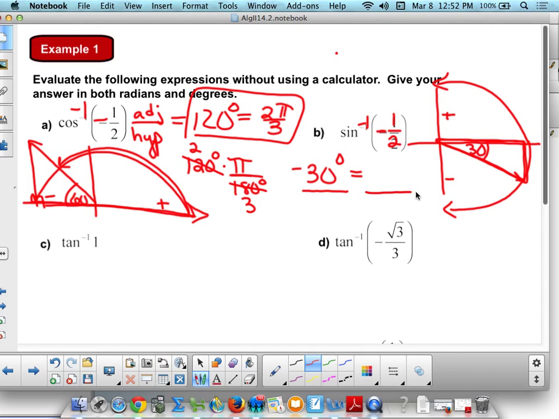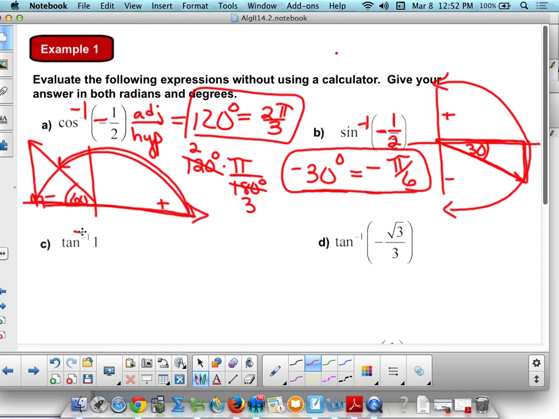In radians, what is that? Negative pi over 6. Yes, negative pi over 6. You got it. That's not bad. That's your answer, right? Hey guys, this is all we're doing. I'm not trying to surprise you. This is the same thing over and over.